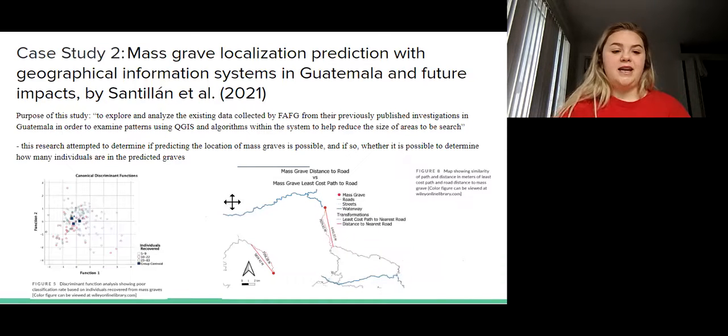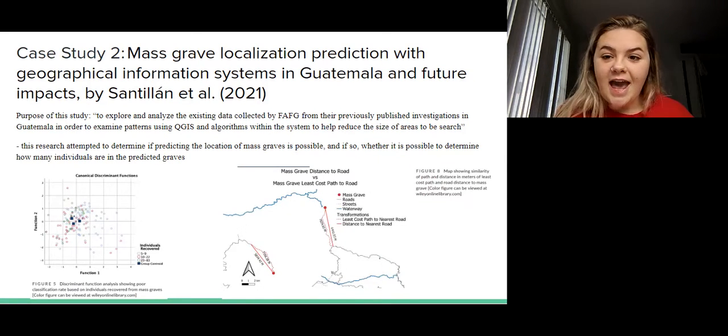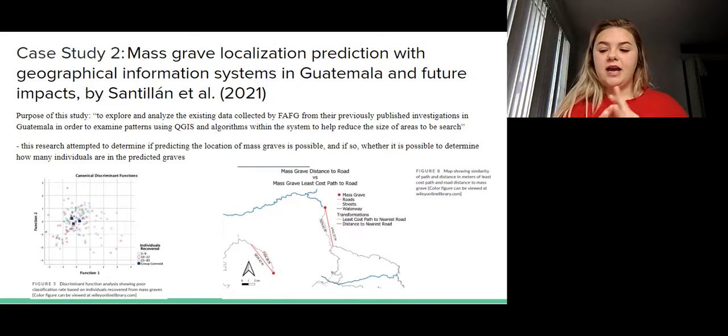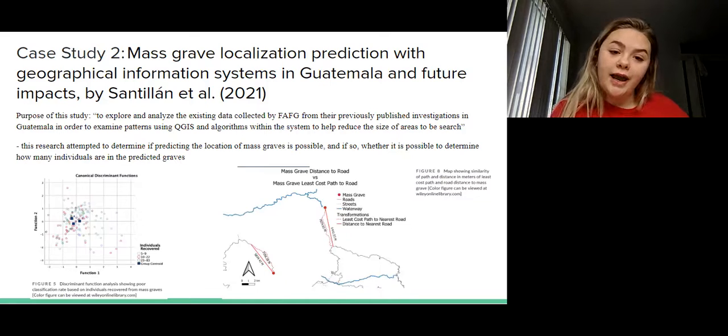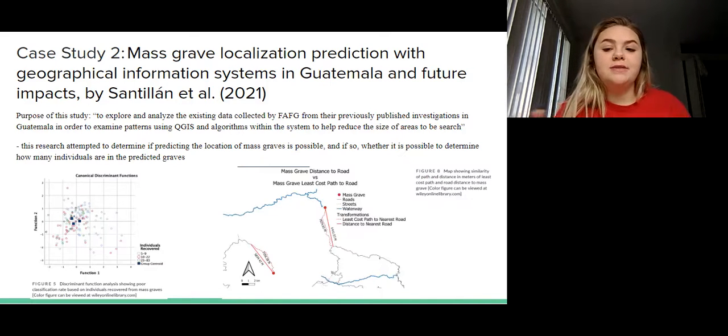The second case study that I'm considering is the article Mass Grave Localization Prediction with Geographic Information Systems in Guatemala and Future Impacts by Santinelli et al. from 2011. The purpose of this study is to explore and analyze existing data collected by FAFG from their previously published investigations in Guatemala, in order to examine patterns using QGIS and algorithms within the system to help reduce the size of the area to be searched.